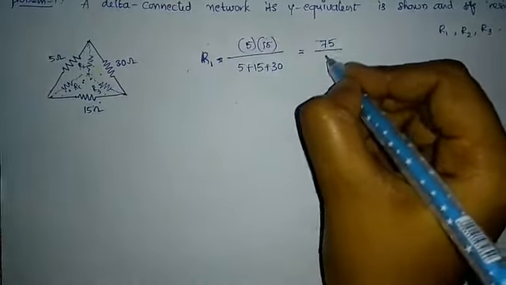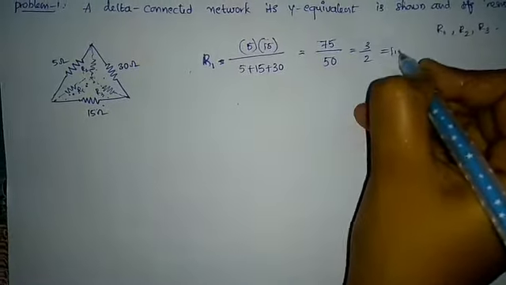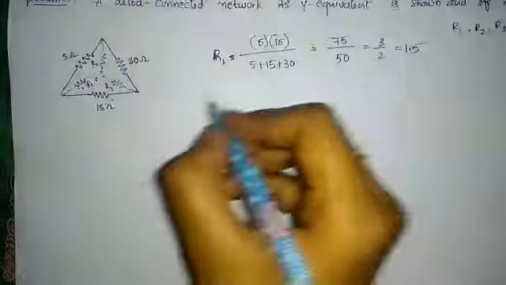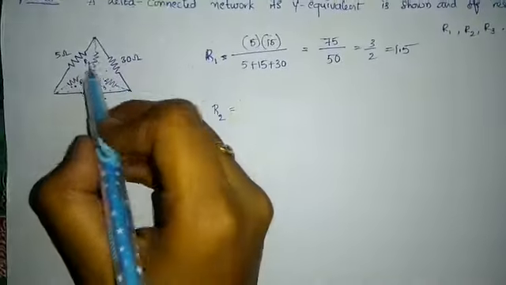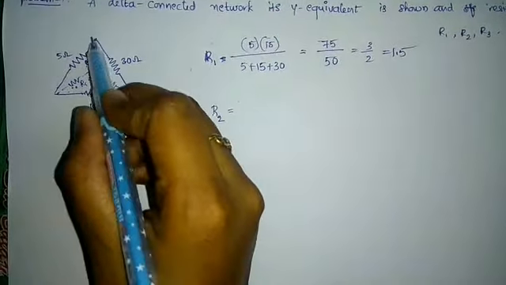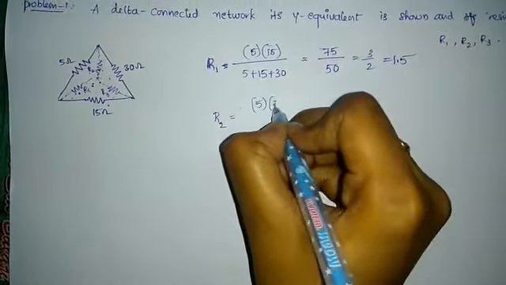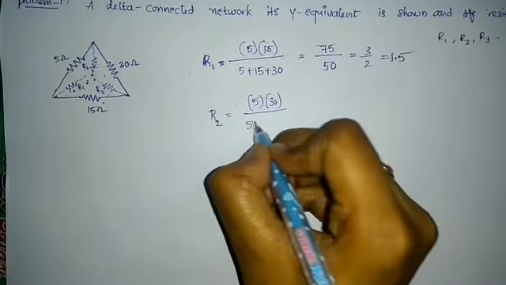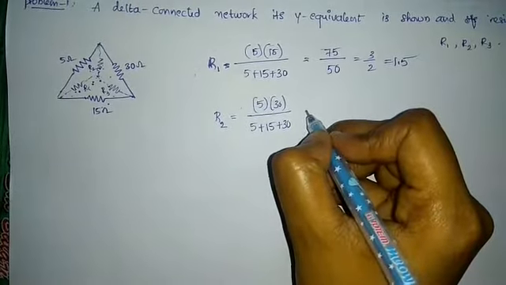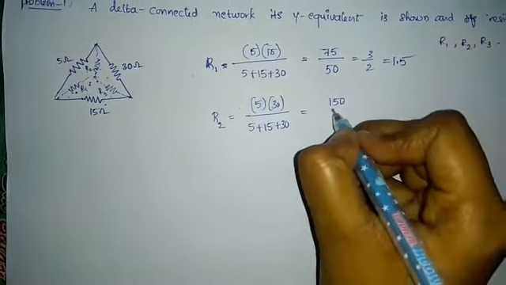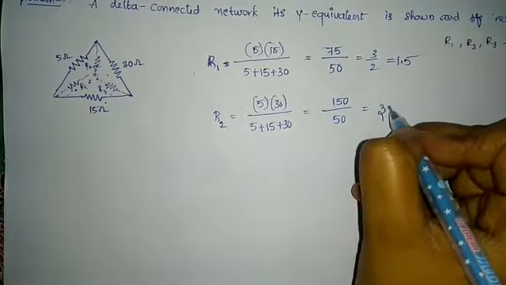75 by 50, 3 by 2, and the resistance R1 will be 1.5. And coming to the next resistance R2, and this is the R2, and the adjacent two resistances are 5 into 30 by the sum of resistances 5 plus 15 plus 30, and then we get 150 by 50, and the answer will be 3. The resistance R2 is 3.